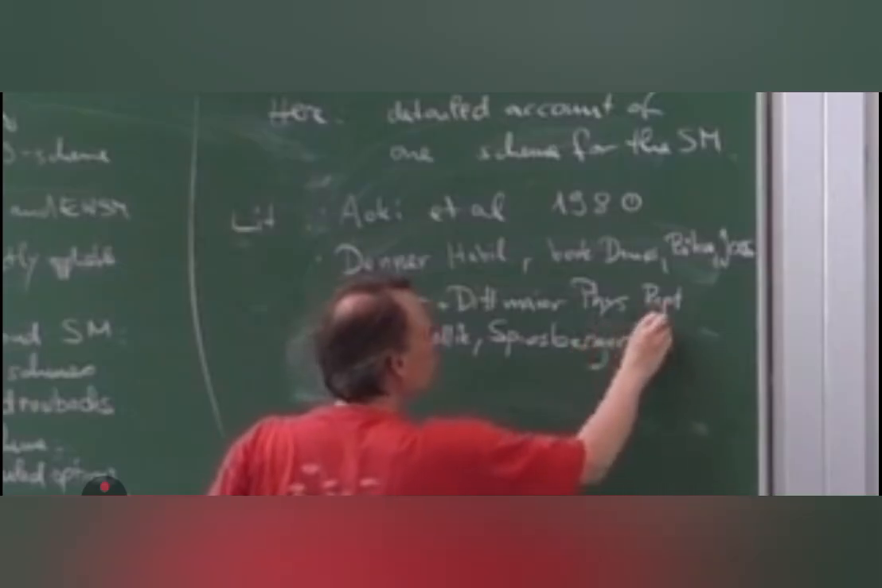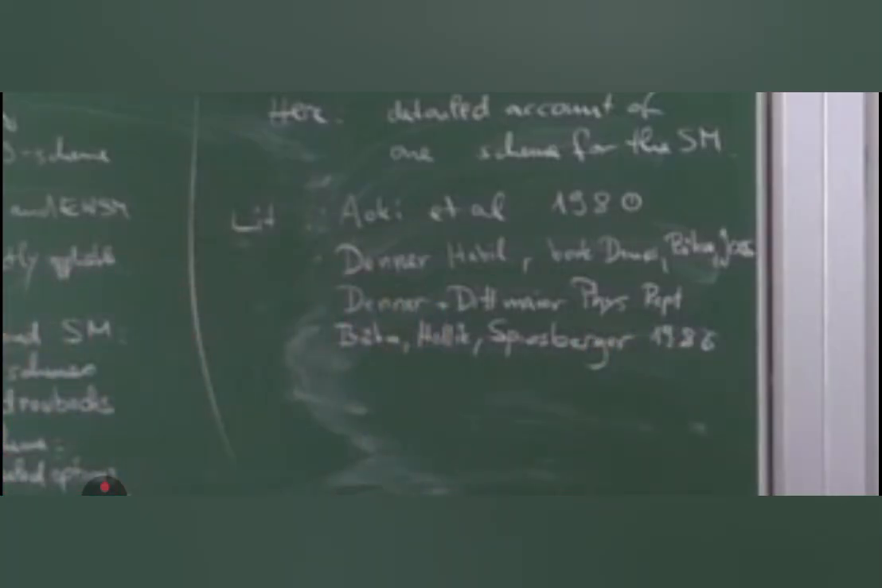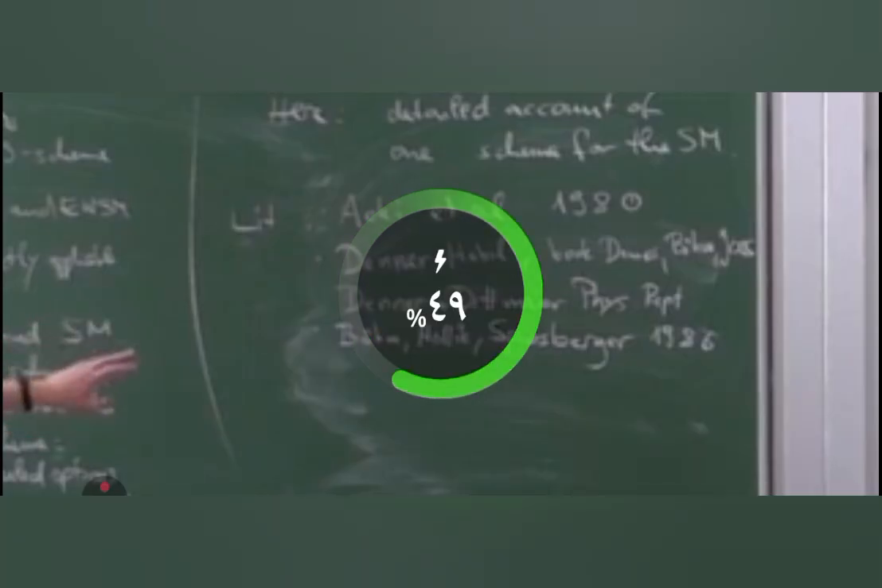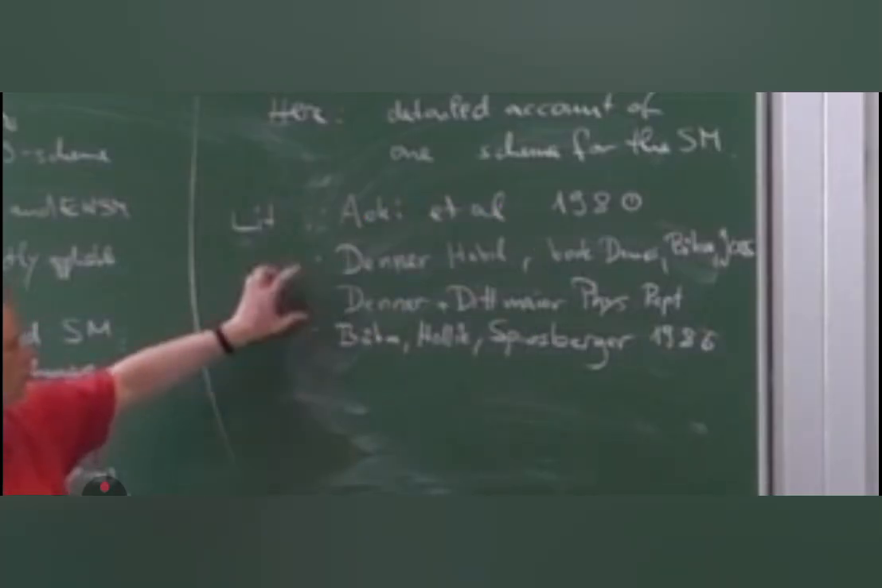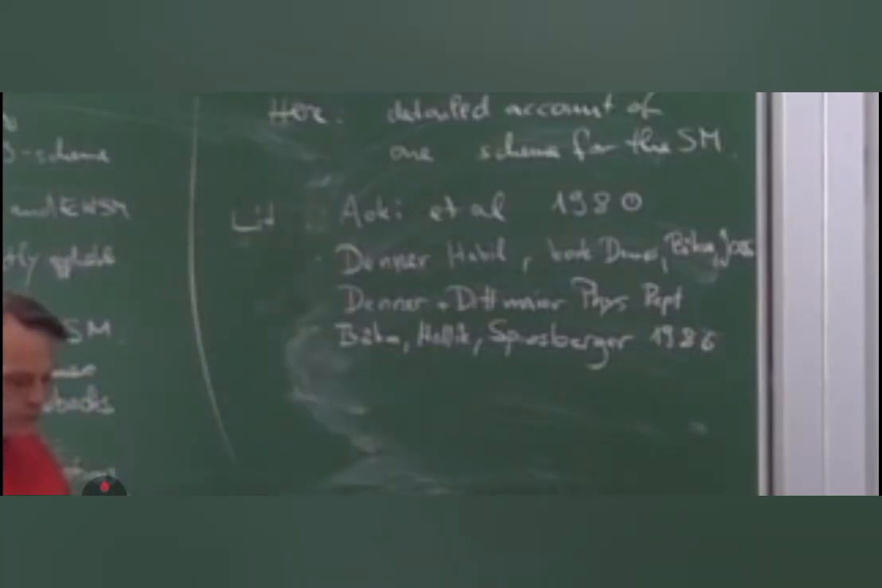A famous paper from '86, where they also discussed in great detail the renormalization of the electroweak standard model, and they used a slightly different approach to the previous two kinds of papers. That corresponds to one of those details where you have some different options regarding the field renormalization.